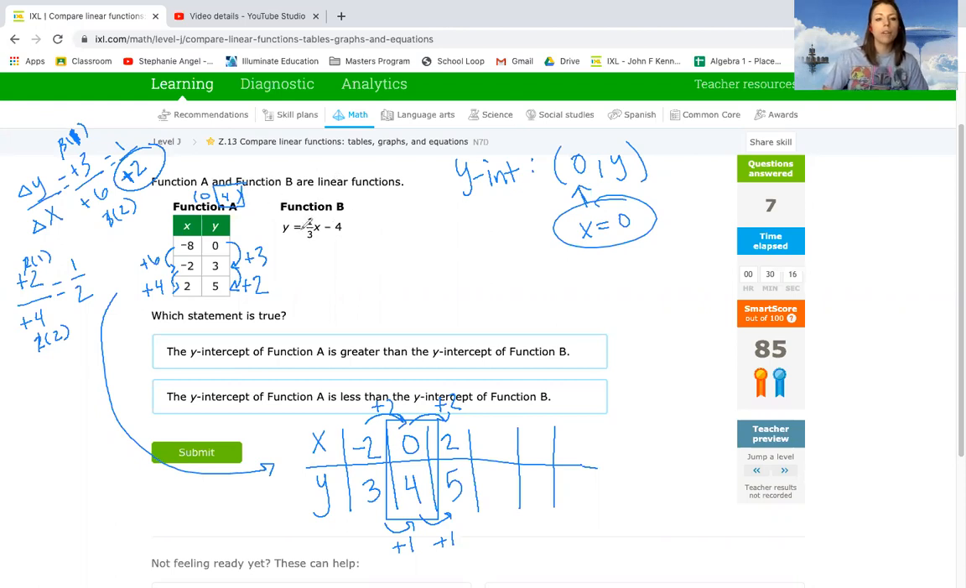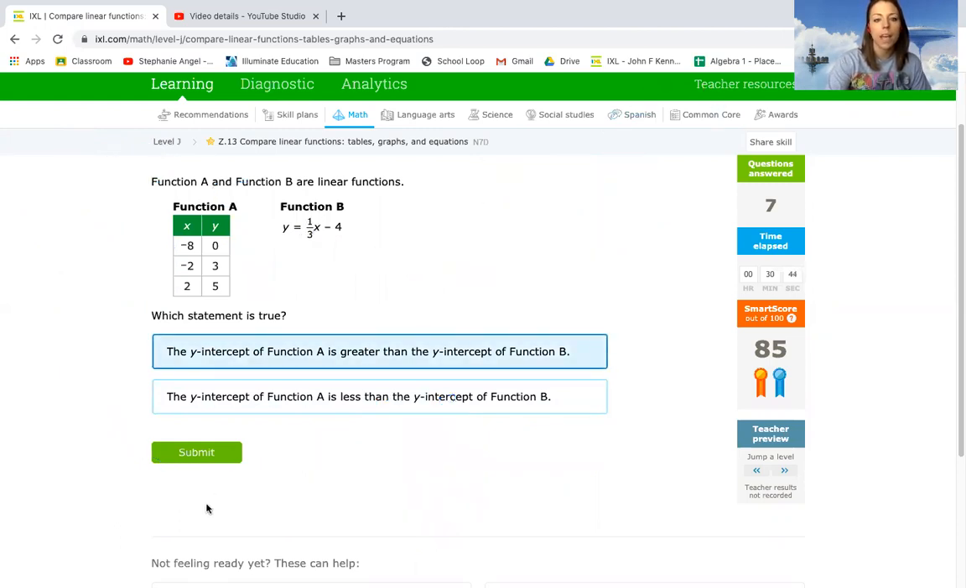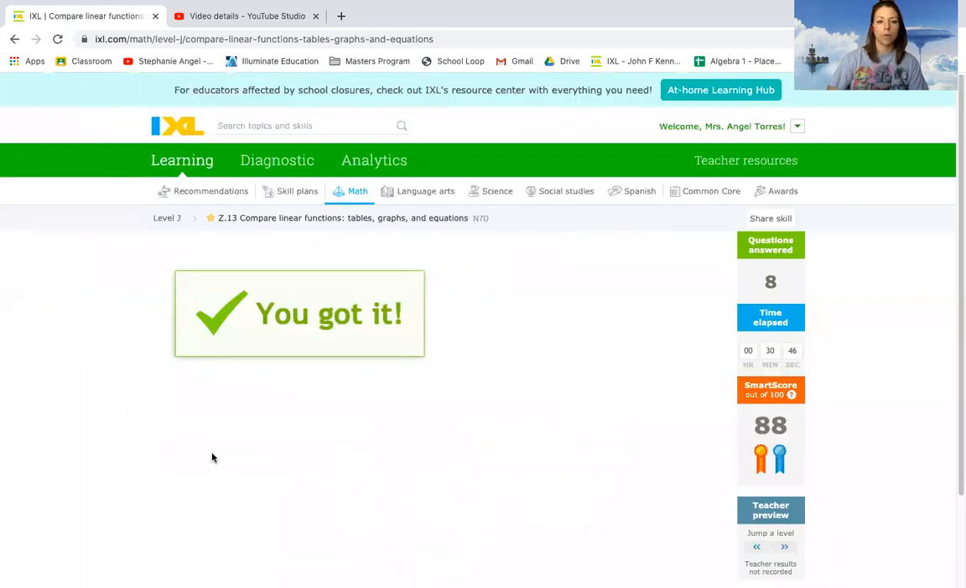All right, y-intercept for function B, remember it's just when x is 0. So when I plug in 0 for x, this is gone, and I'm left with y equals negative 4. So here, the y-intercept is 0, negative 4, or for the purpose of this question, we're just looking at it as negative 4. So which of these two statements is true? Is the y-intercept of function A greater than the y-intercept of function B? Is 4 greater than negative 4? Or is 4 less than negative 4? 4 is greater than negative 4, so I'm going to clear my drawings here and submit, and here we have it.